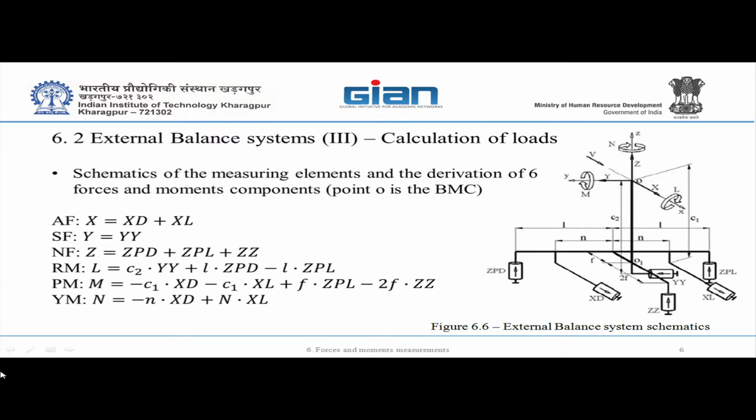So now we are calculating the forces. First you calculate according to the balance. You measure about the balance measuring center, moment center. So for the rolling moment, you have to multiply the force measured by YY by the arm C2, which is from the axis of YY to the balance BMC, and so forth. So this is the way you can build your own external balance. Just make a frame of reference, put load cells, and you measure. Very simple.